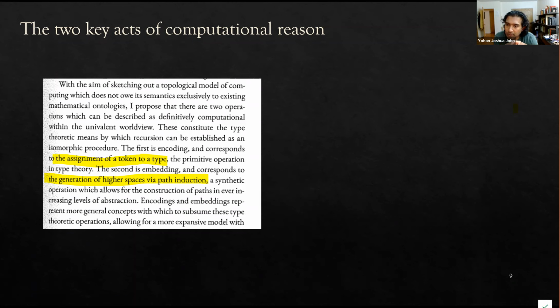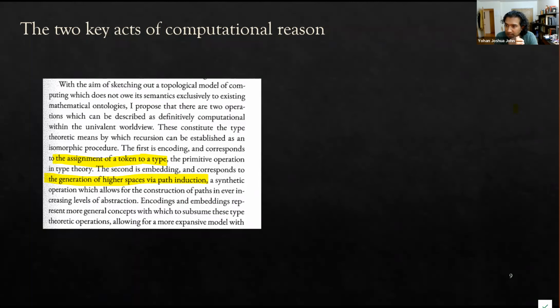I propose that there are two operations which can be described as definitively computational within this univalent view. So univalence is part of this homotopy type theory world. It's a little abstract, but these constitute the type theoretic means by which, okay, let's leave that part out. So the two concepts are encoding and embedding. Encoding corresponds to the assignment of a token to a type, and that's the most primitive operation in type theory. So x is an integer, for instance.